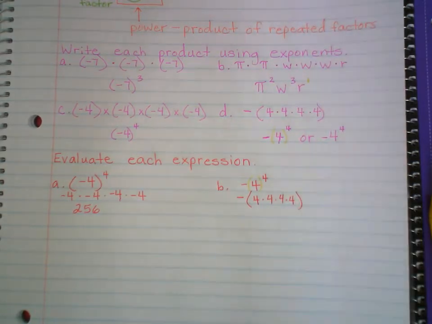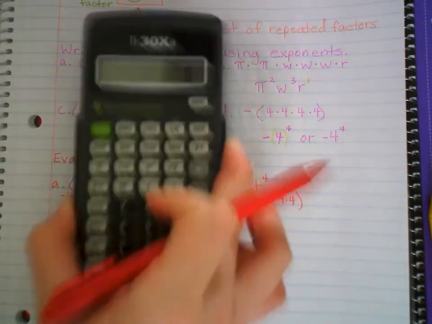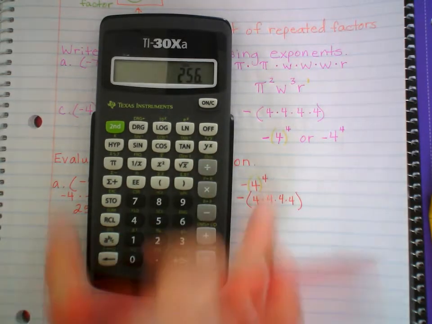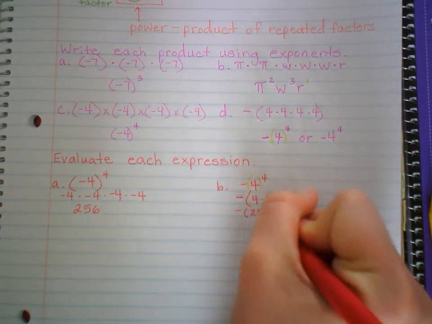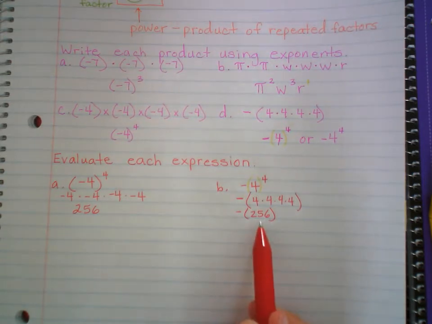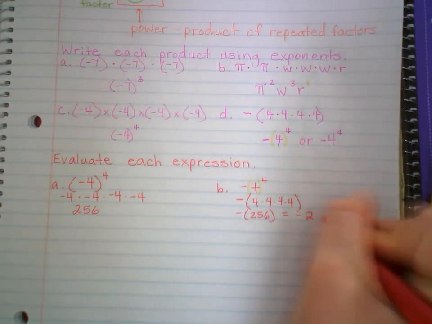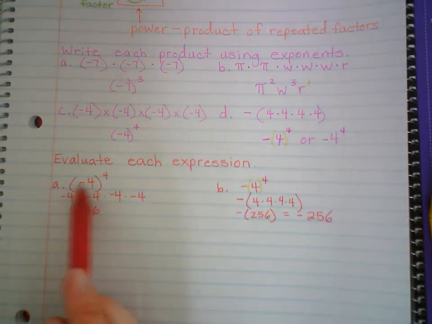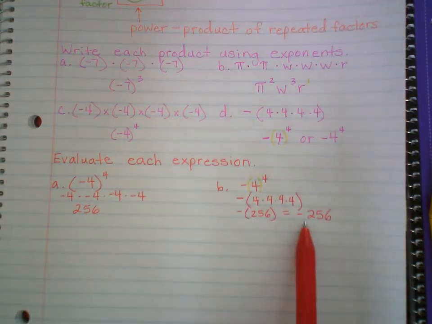Okay, so we know that 4 times itself 4 times, so 4 to the 4th, positive 4 to the 4th power is 256. But don't forget that there's still that negative sign out front. So negative times the 256, it's kind of like a negative 1 times 256 is a negative 256 for our answer. So that's a big difference. When the negative was included as the base, it was positive. But when it was out front, the answer was a negative.